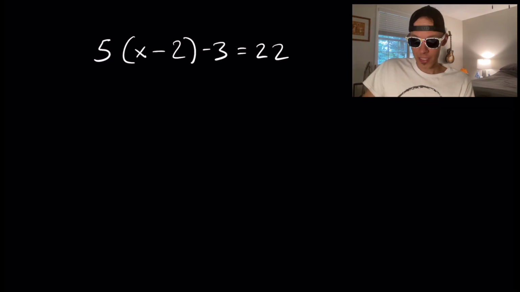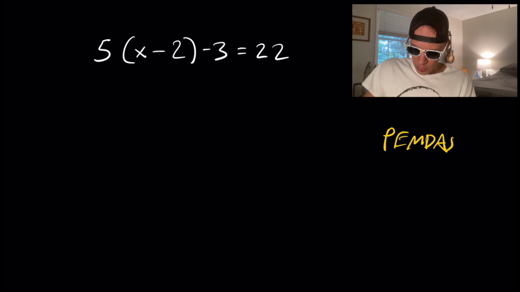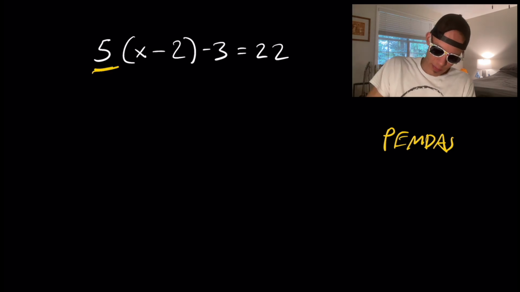Okay, 5 times (x minus 2), and then outside the parentheses, minus 3 equals 22. A good place to start would just be the reverse PEMDAS trick to help us remember what order to undo what. So looking outside of the parentheses, or outside where the variable is trapped in, I see I'm multiplying by 5, and then I'm subtracting by 3.